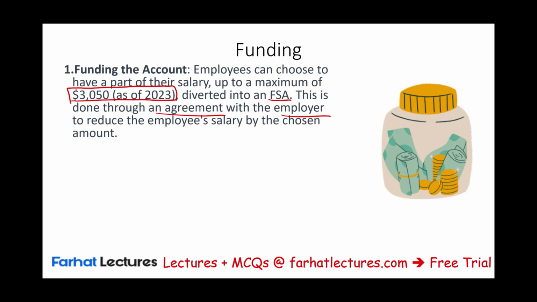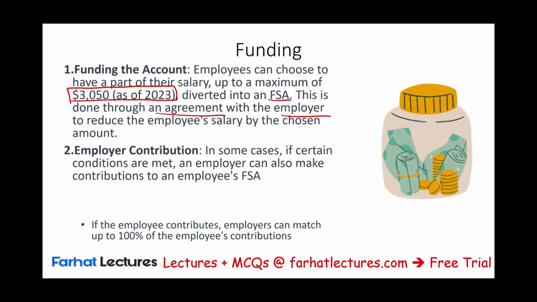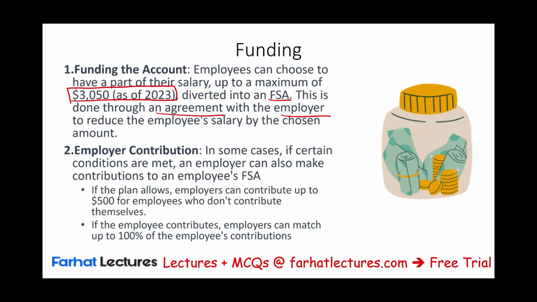In some cases, you have employer contribution. If certain conditions are met, an employer can also make a contribution to an employee's FSA. What are those contributions? Well, if the plan allows, the employer can contribute up to $500 for employees who don't contribute themselves, just basically put $500, which will be a great benefit. Or if the employee does contribute, the employer can match up to 100%, which is how much? For 2023, $3,050 if they contribute 100%.